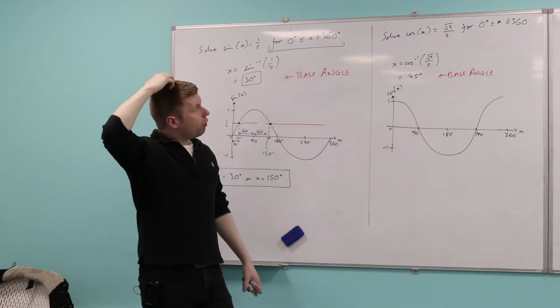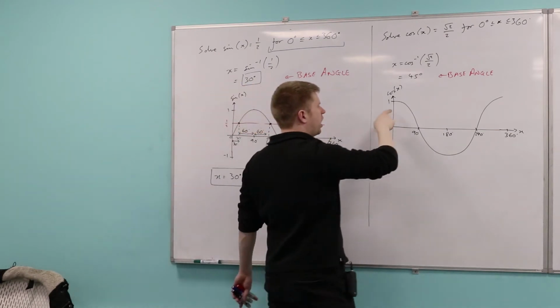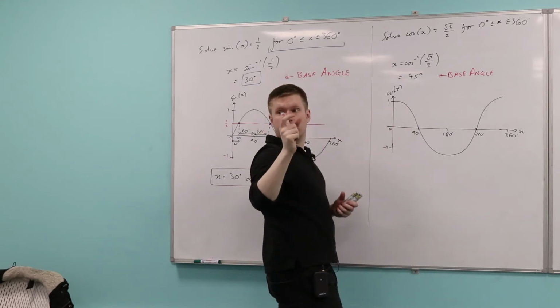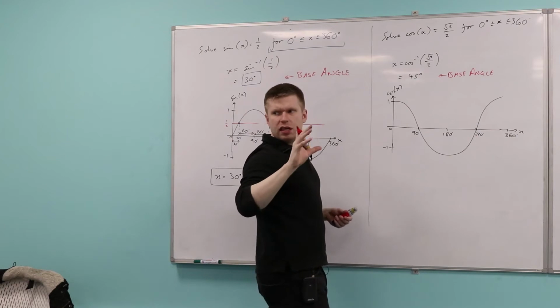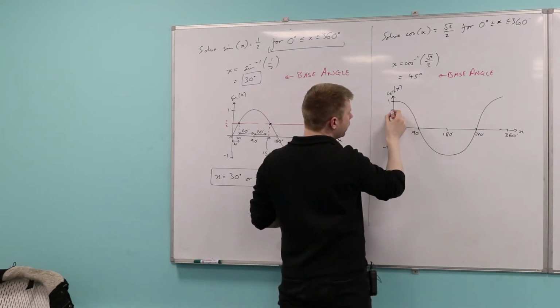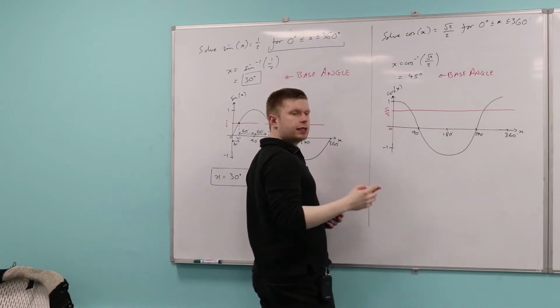Root 2 over 2 is kind of sort of about there, I guess. It's a little bit over a half. You can always stick it in your calculator to work out what the decimal is. It's like 0.6, I guess. No, 0.7. Yeah, 0.7. So it's about there. So that's root 2 over 2. So just move our line across, and we just find all the points which intersect that line.